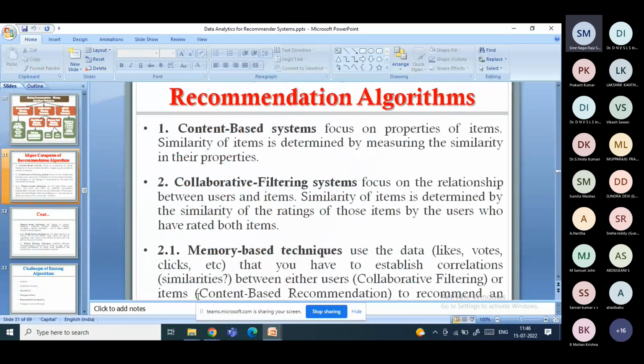So what are the recommendation algorithms? In the second phase, the learning phase, they use the recommendation algorithms, like TF-IDF. Coming to the content-based systems, they focus on properties of items, and similarities of items are determined by measuring the similarity in their properties. Coming to the collaborative, we calculate the relation between items and between users. Similarity of items is determined by the similarity of the ratings of those items by the users who have rated both items. And coming to the last one, the memory-based techniques use data like likes, votes, clicks, like this. Model-based is also called hybrid-based.